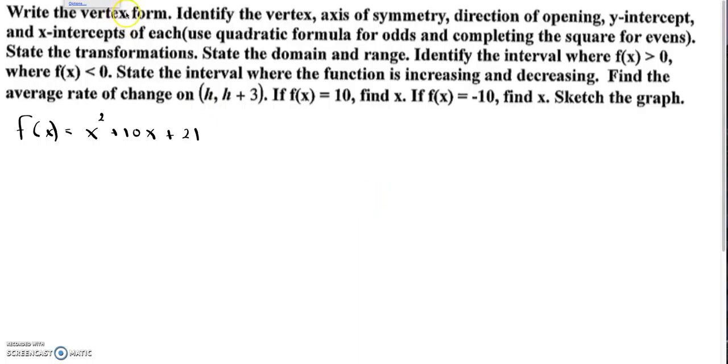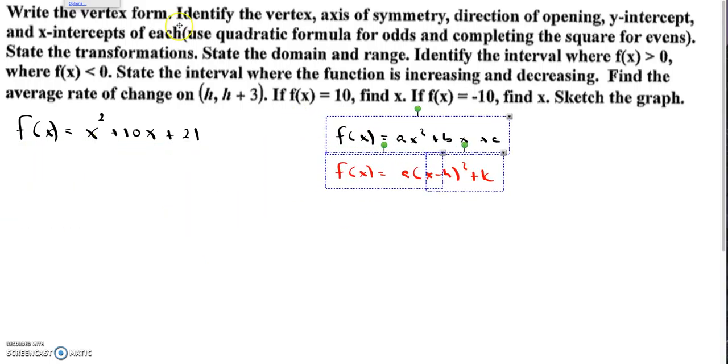Alright, so we're going to do a couple things here. First, we're going to find the vertex form of this equation. So right now we're in standard form, so this is f of x equals ax squared plus bx plus c. I want vertex form, which is f of x equals a times the quantity x minus h squared plus k. That's my goal.